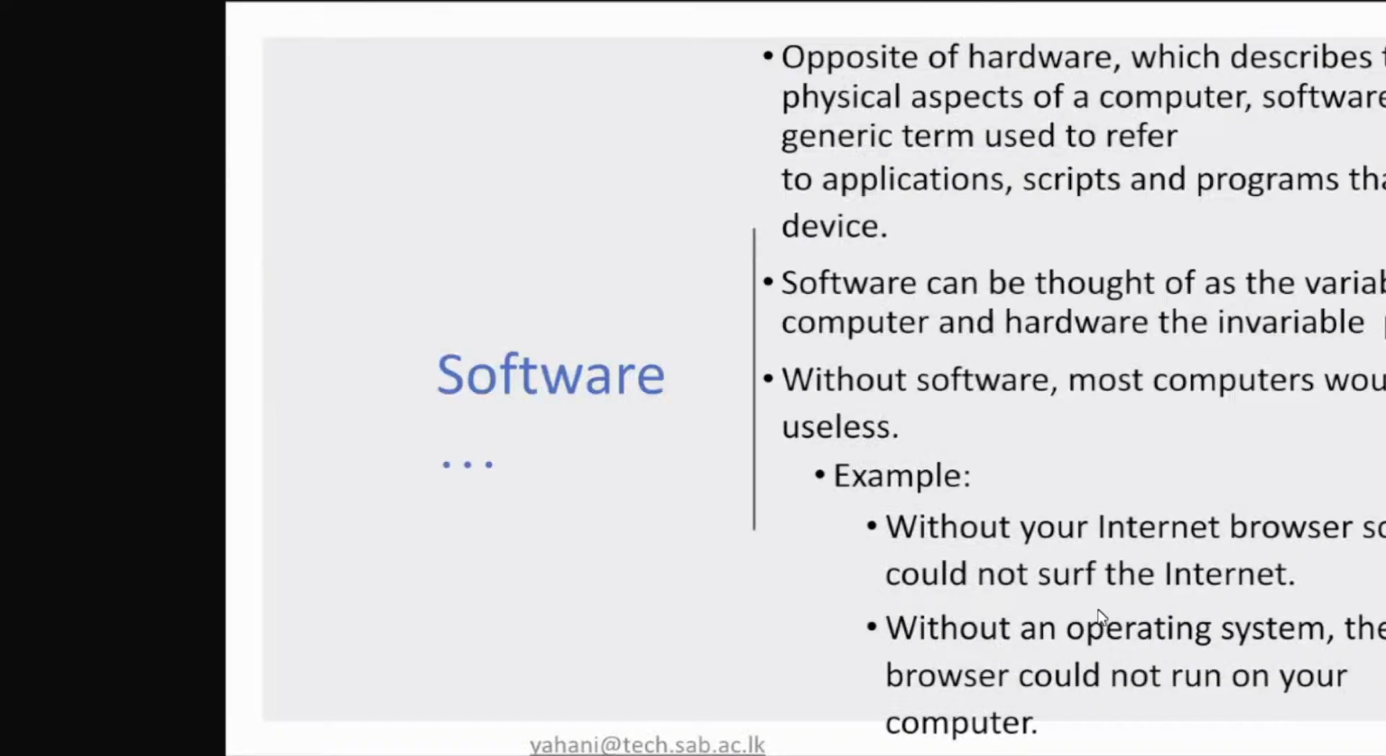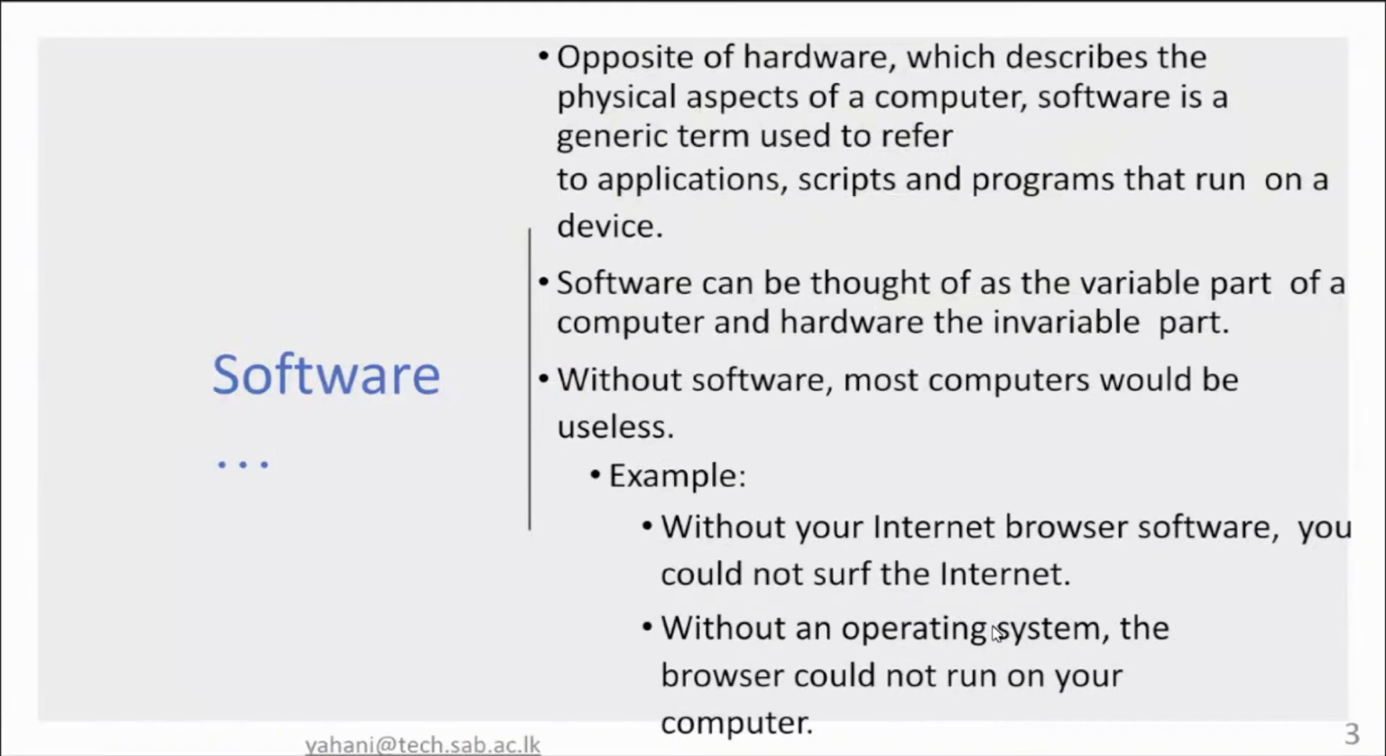We need things like hardware drivers. So software connects our hardware components for useful things. Without an operating system, the browser could not run on your computer. That means the operating system is also a kind of software. It's built by Windows, Apple, or Linux. So an operating system is a must for every computer we use.